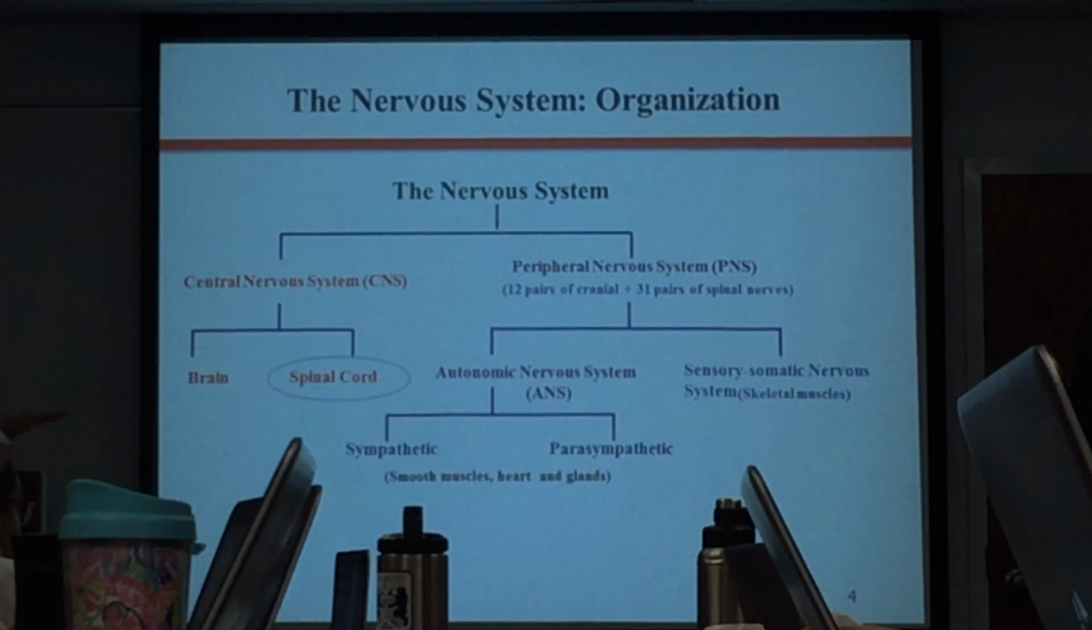So the autonomic system is not a structured division, it's a functional division of the peripheral nervous system, okay? The autonomic nervous system controls the movement of smooth muscle, cardiac muscle, and brain cells. As I said, it's involuntary. And the sensory somatic nervous system is voluntary. It controls the skeletal muscle movement.